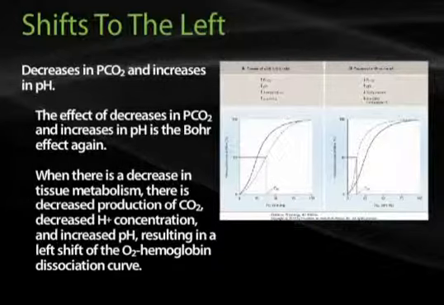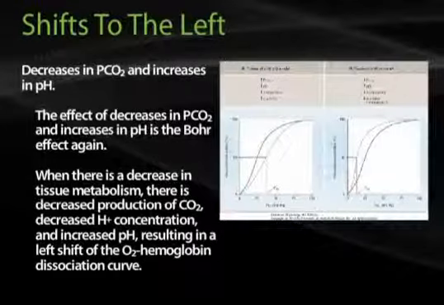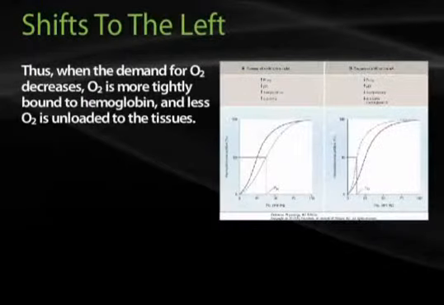All the arrows are going to point in the opposite direction for the shifts to the left. So decreases in the PCO2 or increases in the pH. In other words, decreases in the hydrogen ion concentration. The effect of these changes is the Bohr effect manifested once again. When there's decreased tissue metabolism, there's decreased production of carbon dioxide, decreased hydrogen ion concentration, increasing pH. All those things contribute to a left shift of the oxygen-hemoglobin dissociation curve.